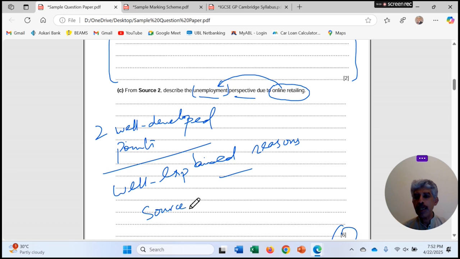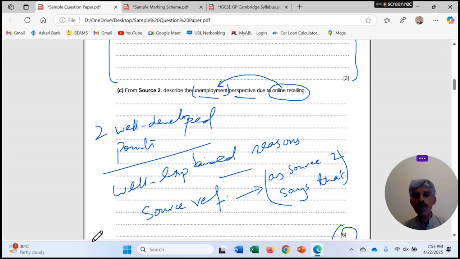That is a must in global perspectives in every question, that if we are responding to any of the questions, we are supposed to refer to the source. I mean, we can use these words: source 2 says that. For the sake of our explanation, we are supposed to use this particular phrase and refer to that source to explain our answer. So if you write two well-developed points, I mean well-explained reasons, with the help of some source reference, you can be awarded 6 marks in this particular question.